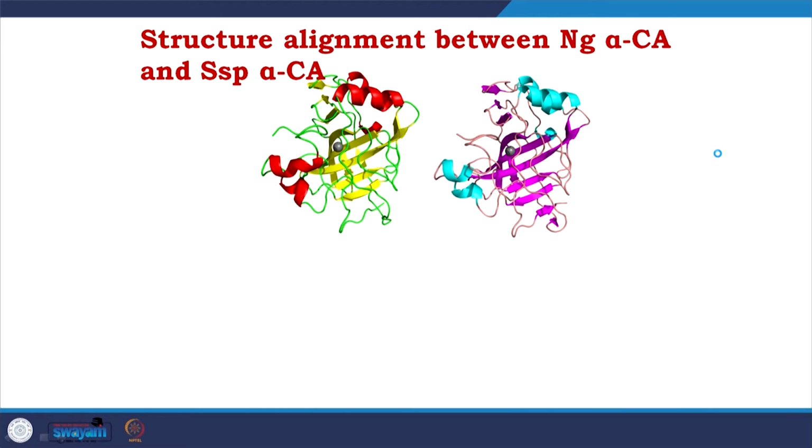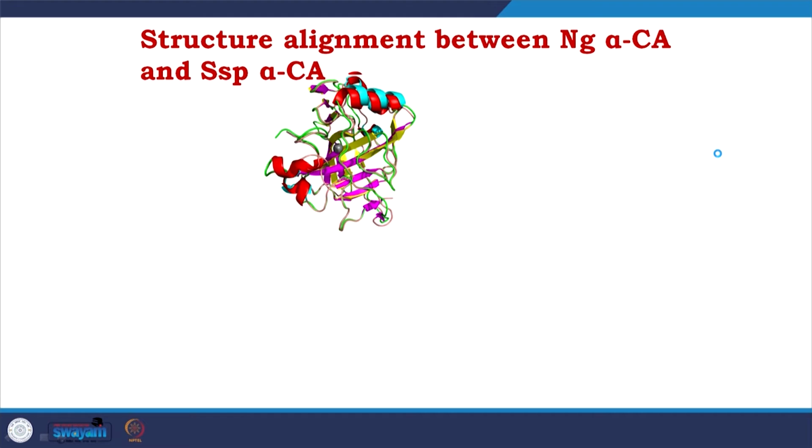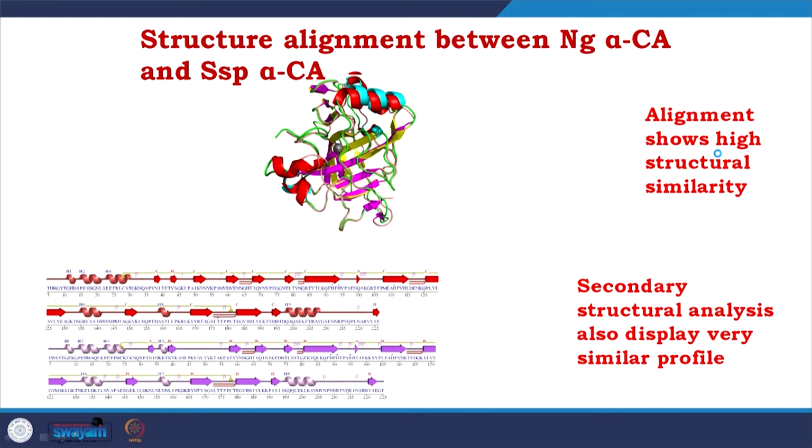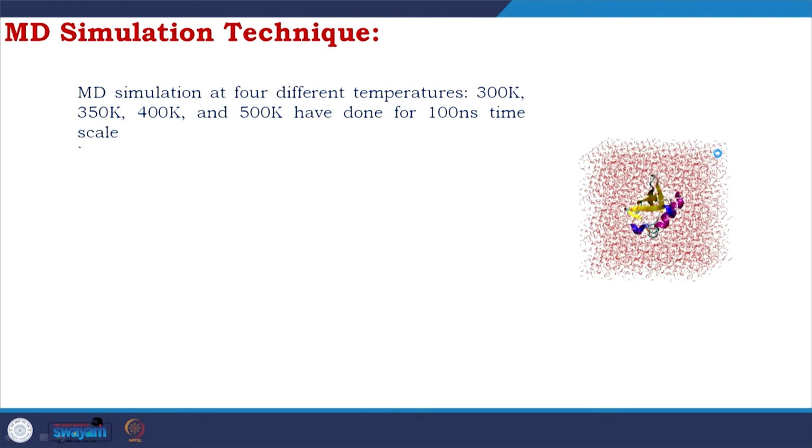These are two proteins, and if I align one protein onto another, you will agree with me that the alignment shows really high structural similarity. So, these two proteins are really structurally similar, which means if we get the knowledge from the SSP alpha CA, it could be easy to apply to Ng alpha CA. Also, when we compare their secondary structures, we see a very similar profile between the two. So, we go for MD simulation techniques.